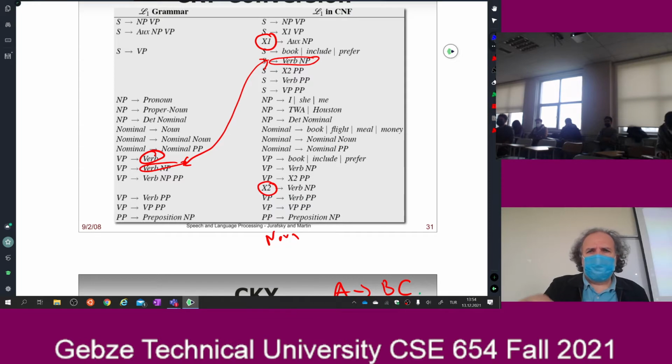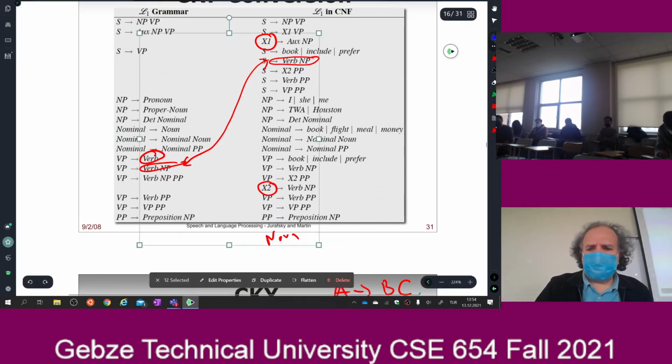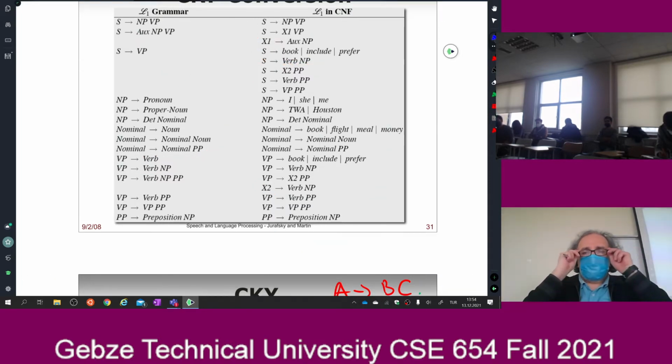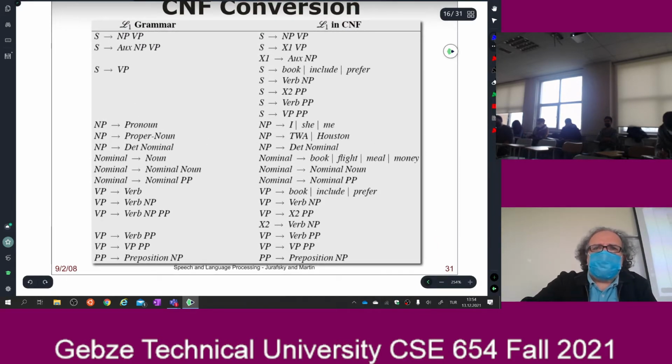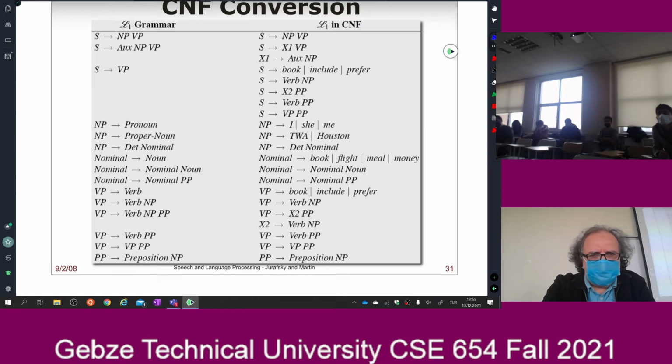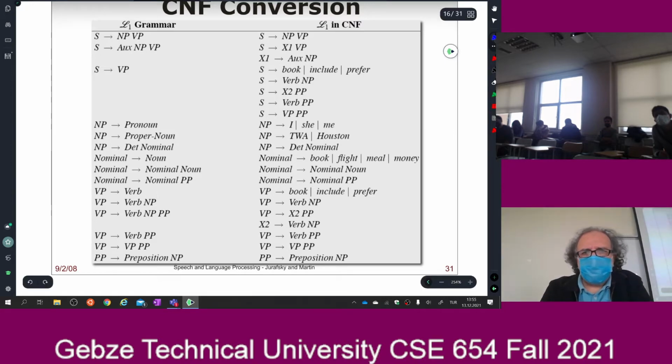Okay, so let me get rid of these. Without the glasses I can't see now. This is our L1 grammar. This L1 grammar is in Chomsky normal form. As you see, this S to VP became include, prefer, and verb NP. I think the NP, yeah, this one. So I replaced this with verb NP. And then I replaced this verb NP with X2, I guess.